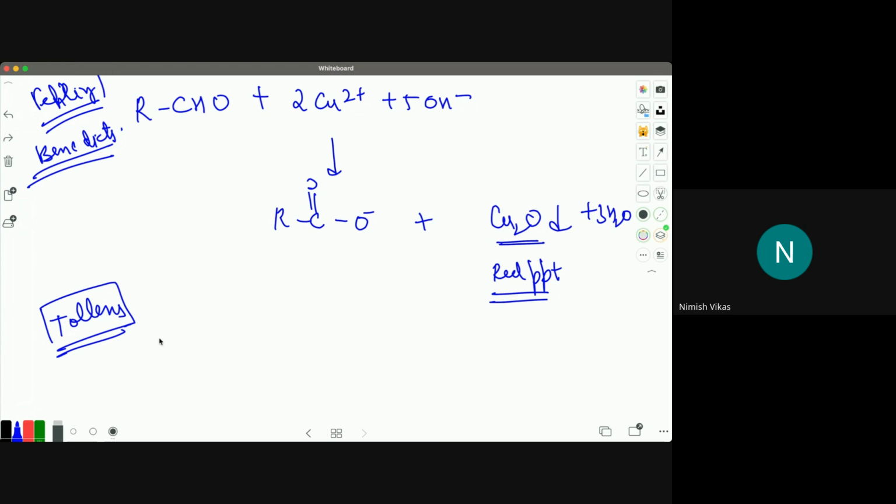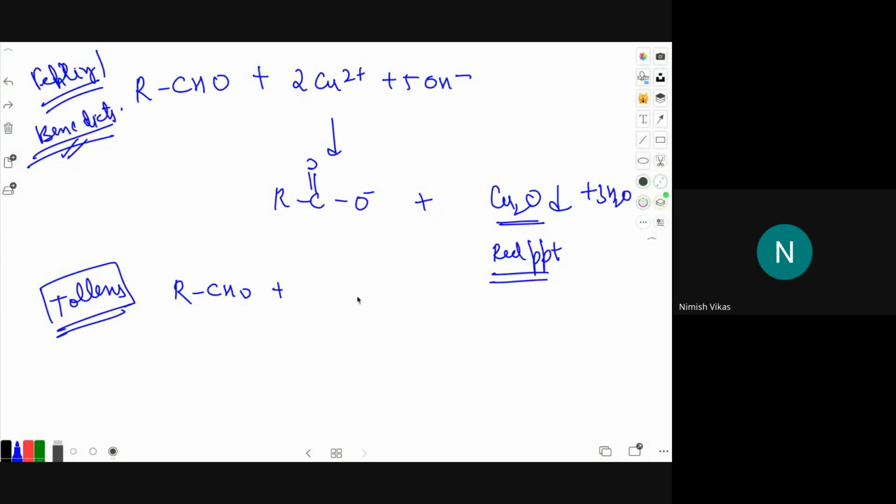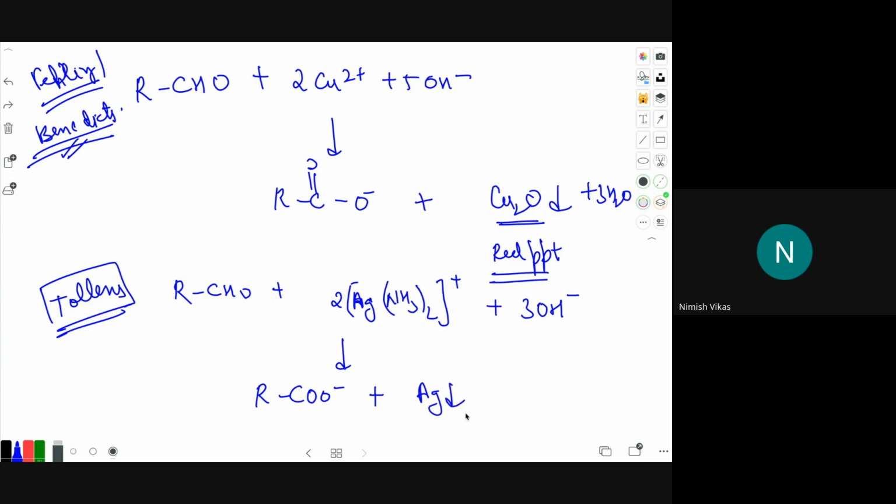Okay. How will Tollens' look like? So the same observation will happen in Benedict's and Tollens', right? So what will happen over here? RCHO plus 2 Ag(NH3)2 positive plus 3 OH negative. What do you get? RCOO negative plus Ag, we get 2H2O plus 4NH3.